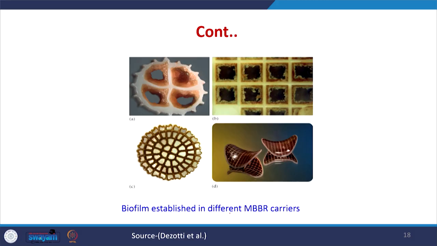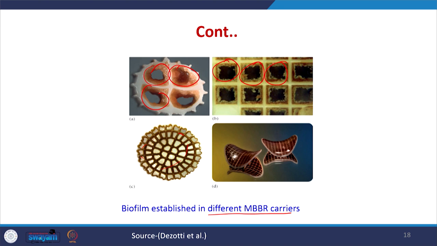So, we can see the biofilm established in different MBBR carriers. We have this MBBR carrier, on which the biofilm has grown. Similarly, this is another MBBR carrier on which biofilms have grown. Similarly, we can see other types of carriers.